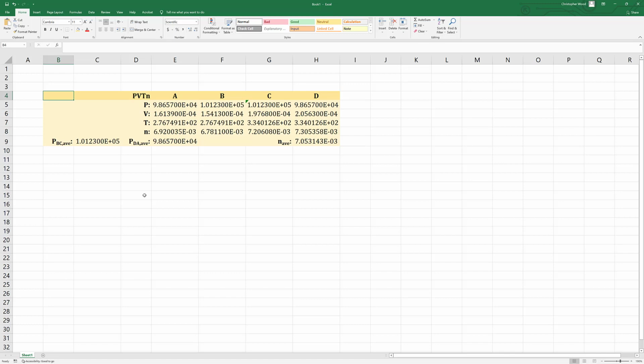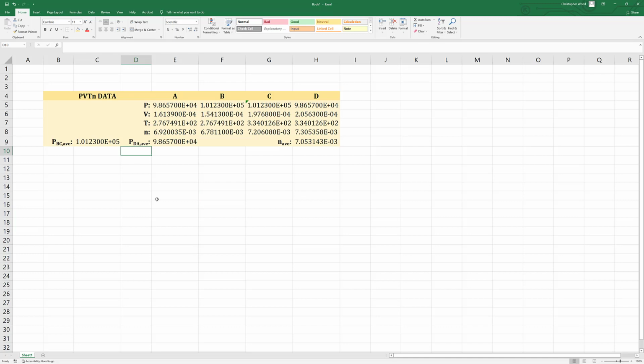Let me make a formatting adjustment. Check this out. I'm going to take this PVTN header, hold down the Shift key, left arrow through those 3 cells, and then hit merge and center. There. And then I'll call this PVTN space data. There. This is complete. This is a good looking ideal gas law data block.